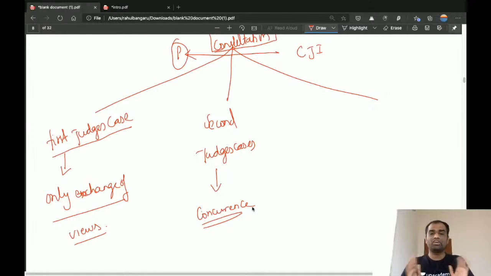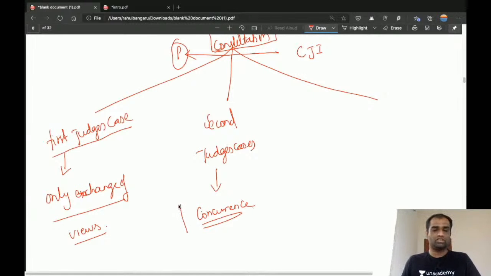Okay, what is the meaning of concurrence? The President has to get the approval of the Chief Justice and other judges to appoint judges to Supreme Court and High Court. That's the meaning of the word concurrence. The President has to get the approval from the Chief Justice of India and other judges of Supreme Court. That is the meaning of the word concurrence.